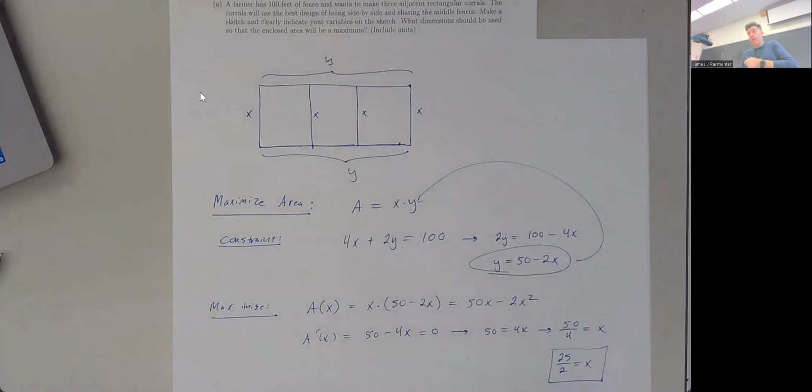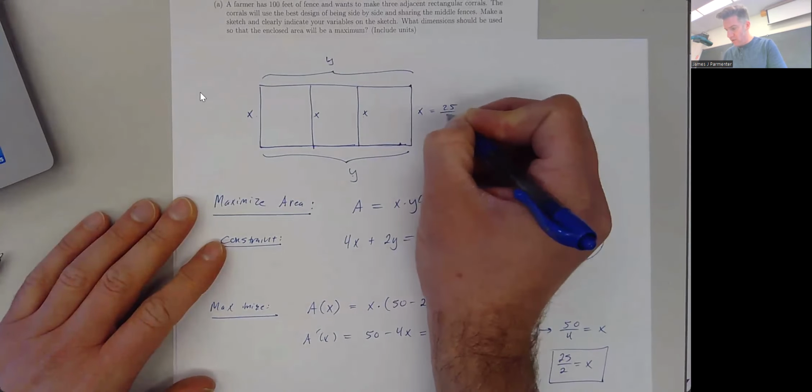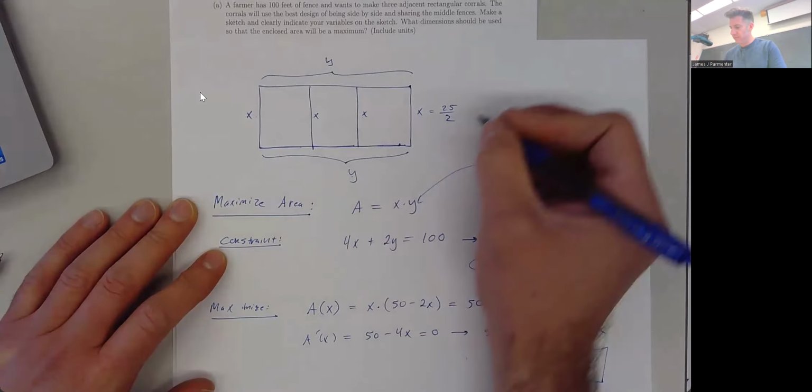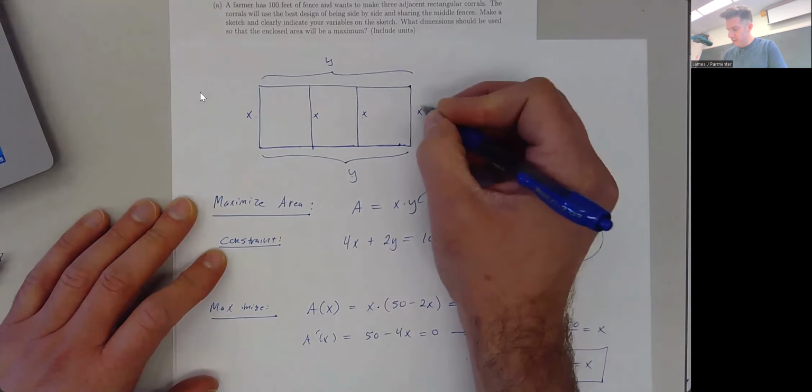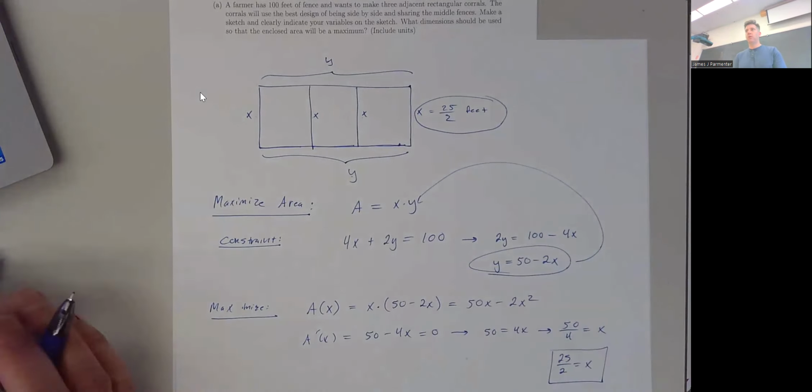So I found one of the dimensions. X is going to be 25 over 2. Is it feet? Yeah, it's feet. How am I going to find y? The other dimension.